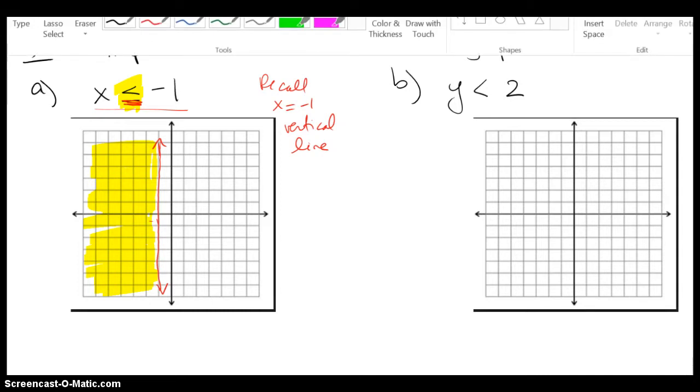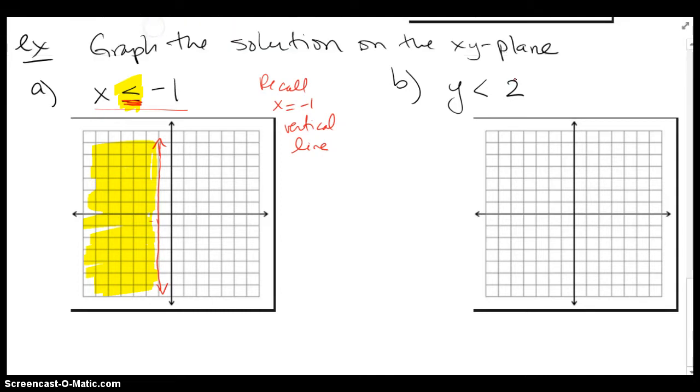Let's go to part B. It says y is less than 2. Again, recall, y equals 2 is a horizontal line with slope 0 going through the y value of 2. So I'm going to make a horizontal line through the y value of 2. And then notice what the inequality says. It says y has to be less than 2. So I'm on this border.